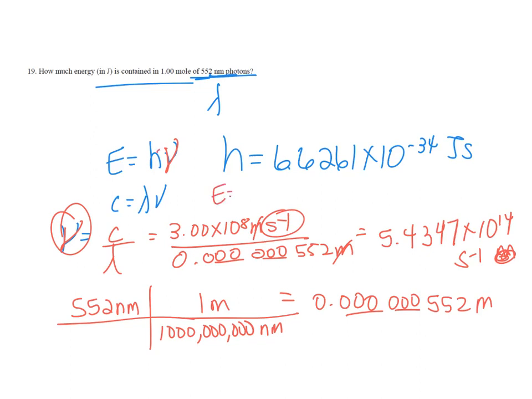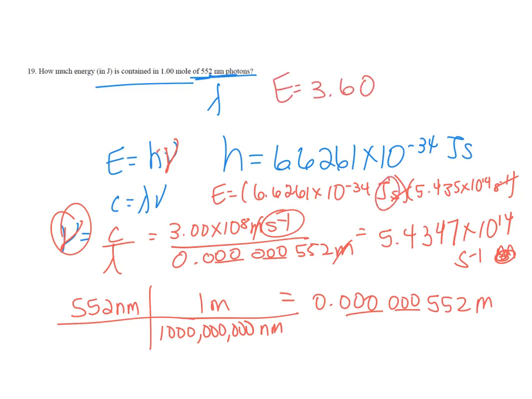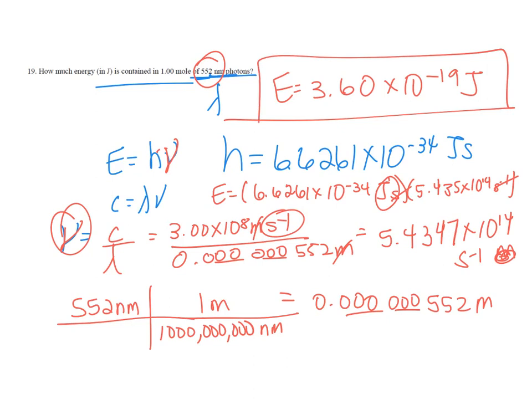So then I can do E equals 6.6261 times 10 to the negative 34 joules times seconds, times 5.435 times 10 to the 14th reciprocal seconds. The reciprocal seconds and seconds are going to cancel out. And when I do that, I get joules. E equals 3.60, we can just do 3.6, times 10 to the negative 19 joules. And that is the energy.